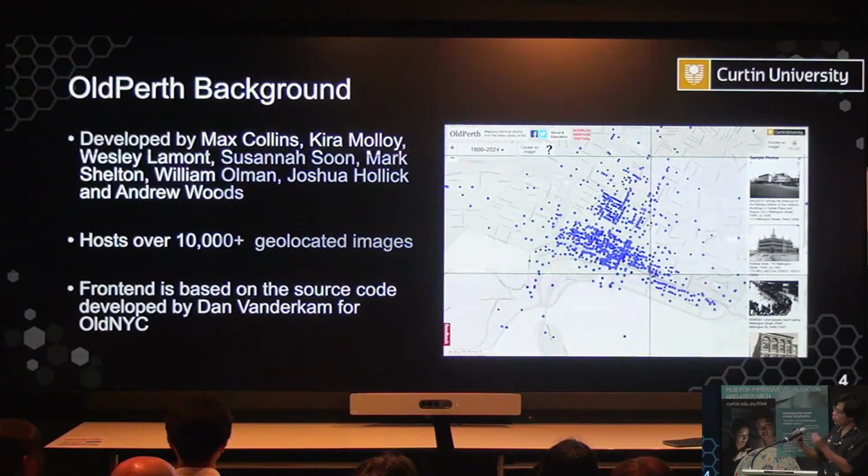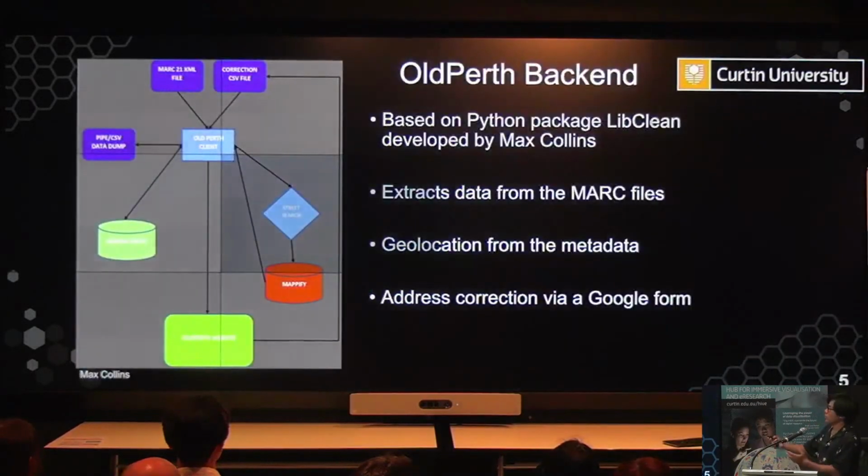Although OldPerth shares some basic functionalities similar to OldNYC, some of the features have been modified to cater specifically to Perth. Max Collins, who I mentioned earlier, completely redesigned the framework for processing the library catalog data. He created a Python package known as libclean.